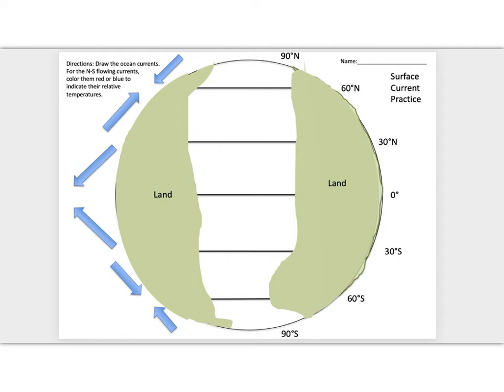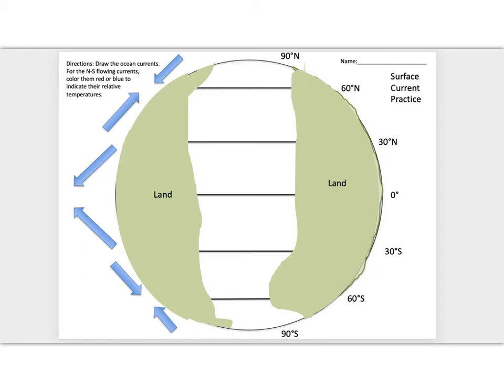Okay, I'm going to give you an example of how to draw surface currents on a made-up world. Your global wind patterns are the blue arrows to the left here. So this would be our northeast trade winds, southeast trade winds, etc. So we need to use those global wind patterns to figure out which way our water is going to go.